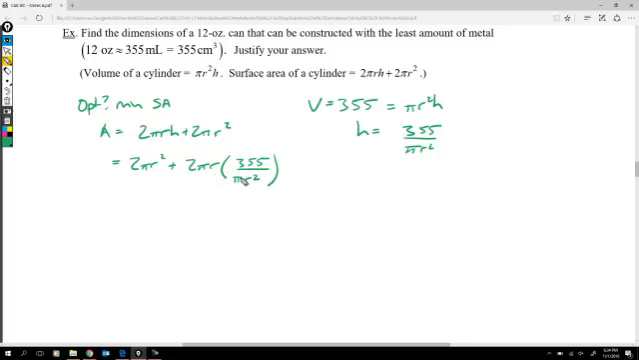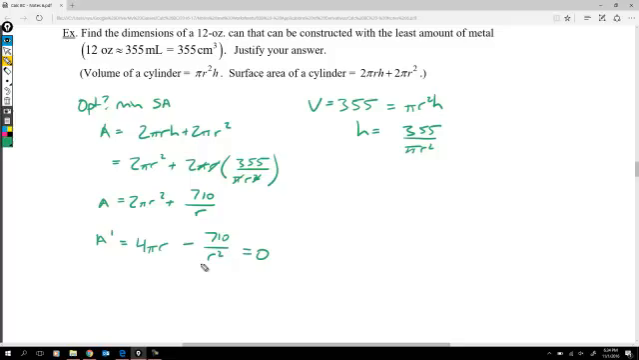All right, so we do a little bit of canceling here. These will cancel. So I end up with 2 pi R squared plus 710 over R. Okay, so this is my surface area equation, and it's much better than it was before because now I don't have an h in there. I only have r. So at this point, I'm going to take the derivative. All right, so I get 4 pi r minus 710 over r squared. Okay, I'm going to set this equal to 0 and solve for r.